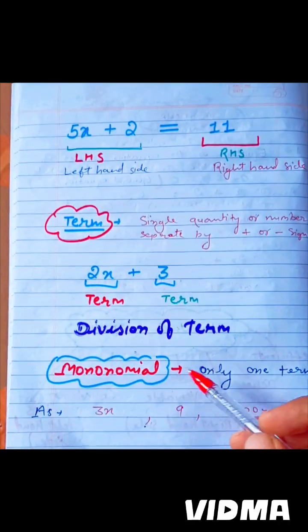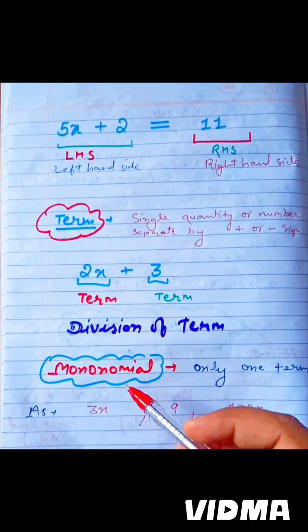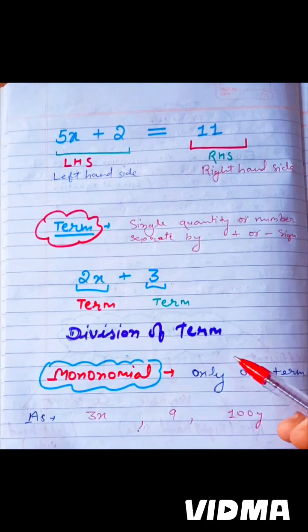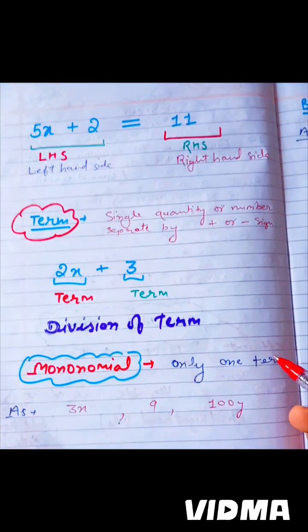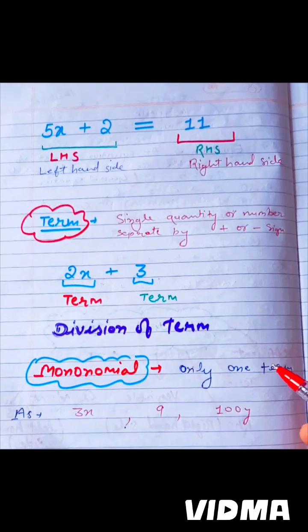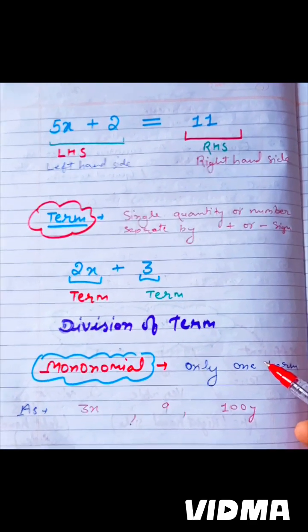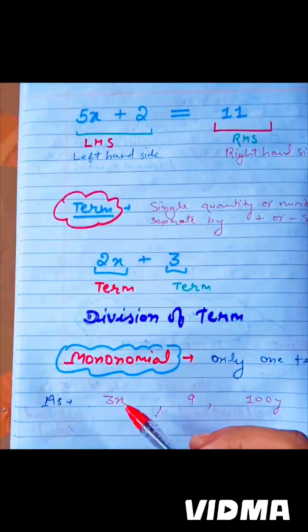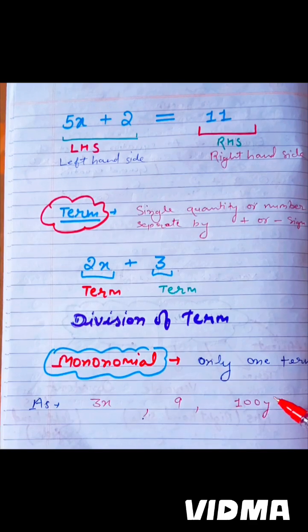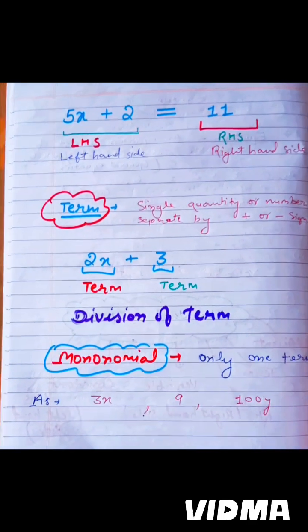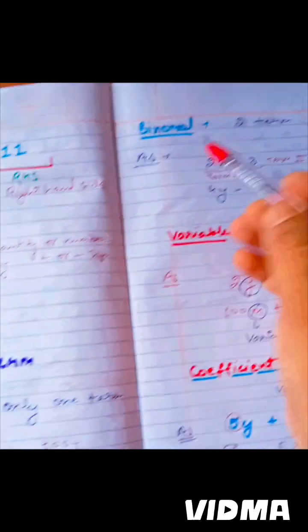Then division of terms. How many types of terms? There are 3 types: monomial, binomial, trinomial. First type is monomial, only one term. So an expression which consists of only one term is called monomial. Examples are 3x, 9, 100y. It means only a single term, either a number or a variable with a number.